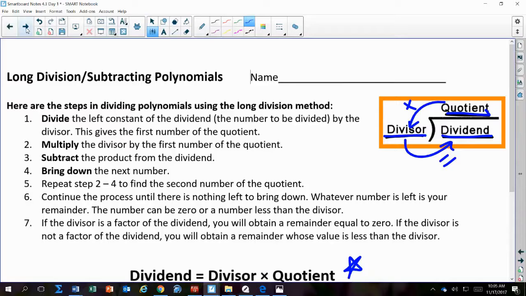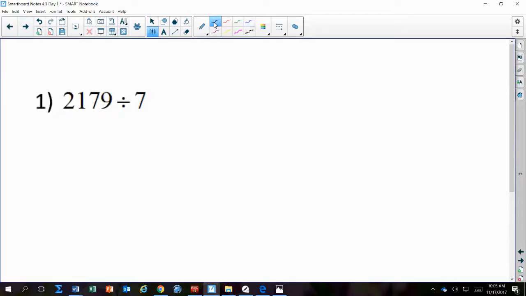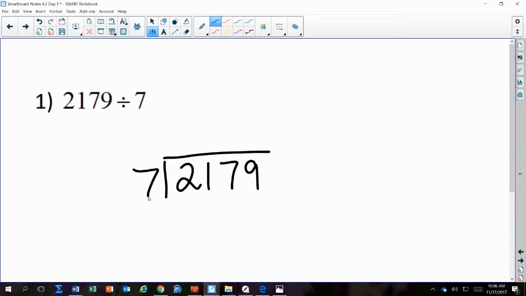So let's do this in action. We have 2,179, and we're dividing it by 7. Divide, multiply, and subtract. Bring it on down, bring it on back. Divide is my first step. I divide the first number under the dividend by the outside number, the divisor. So I have 2 divided by 7. Does that give you a whole number? No. How many times does 7 go into 2?